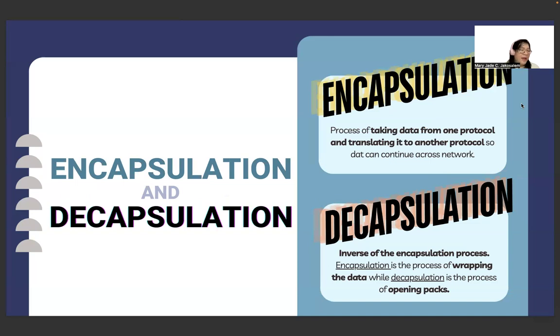And then, the last one for our topic 2 is about encapsulation and decapsulation. Encapsulation is the process of taking data from one protocol and translating it to another protocol so data can continue across the network. So in the encapsulation stage, you are taking data from one protocol and then you translate it to another protocol. Since we usually have multiple protocols, from HTTP you translate it to TCP so that data can continue. So encapsulation means translating from one protocol to another.